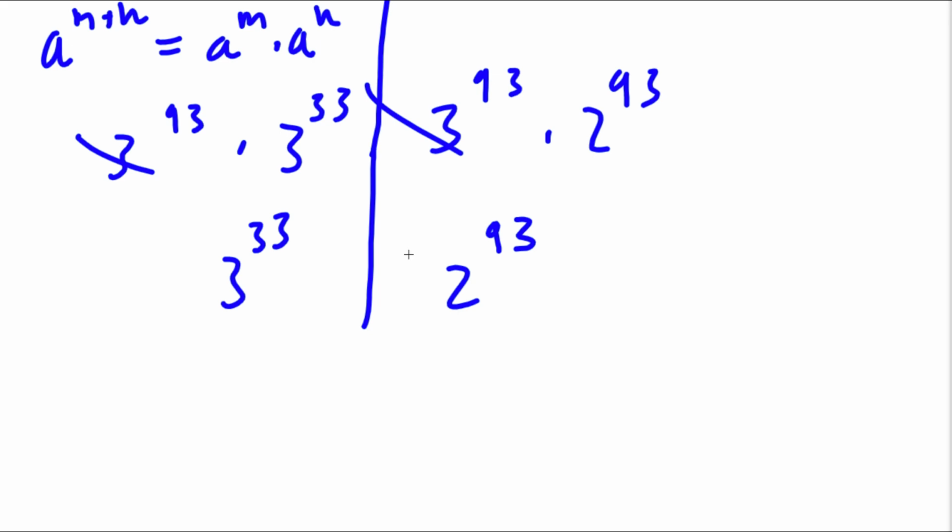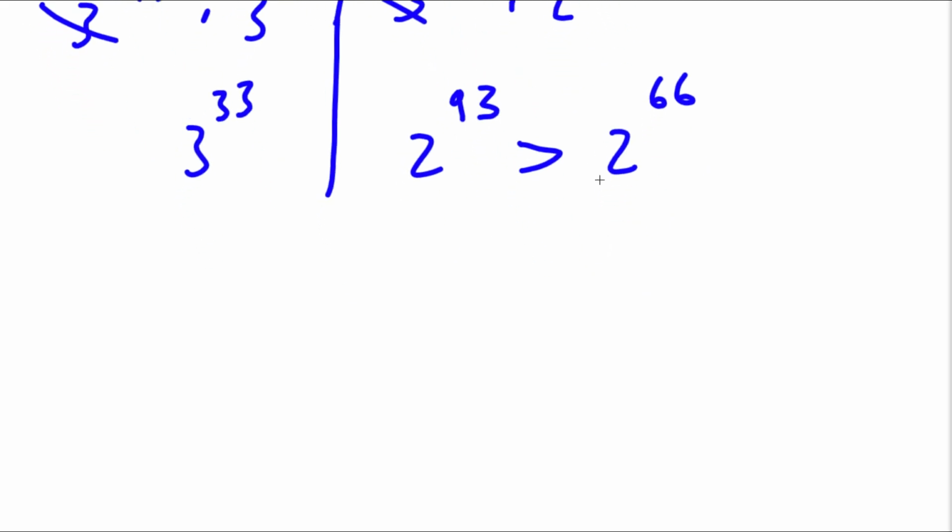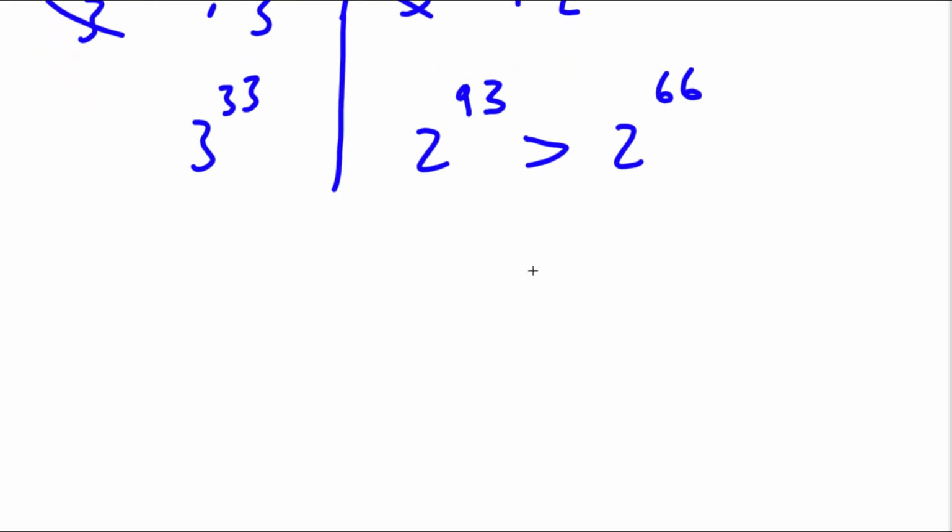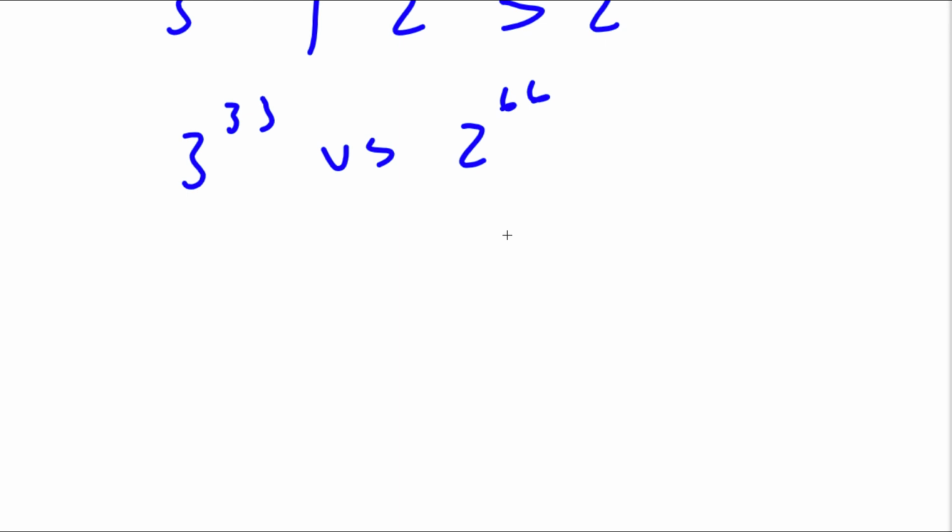Now, 2 to the power of 93, well, this is greater than 2 to the power of 66, right? And because this is so, I'm going to first use 2 to the power of 66. So we're going to first figure out if 3 to the power of 33 is greater than 2 to the power of 66. So 2 to the power of 66, this is the same as 2 to the power of 2 to the power of 33.